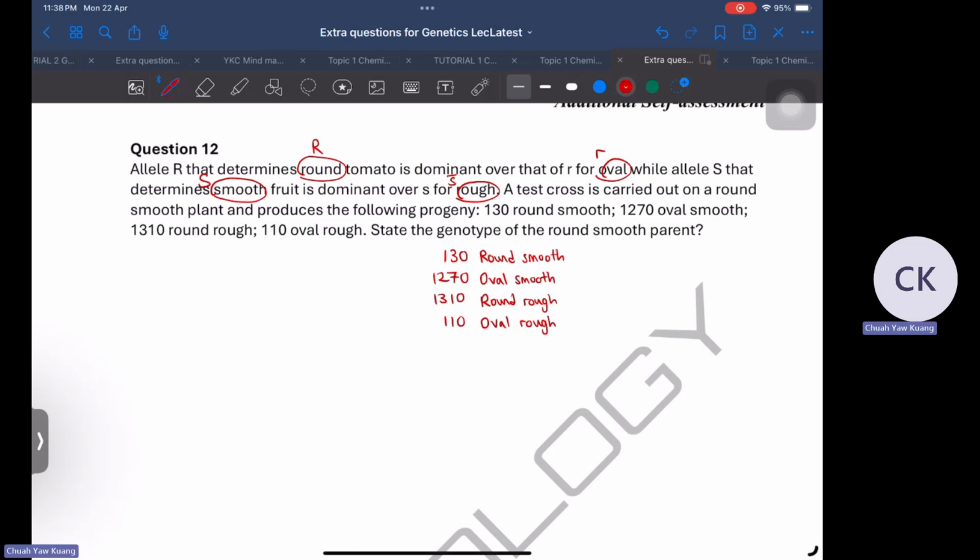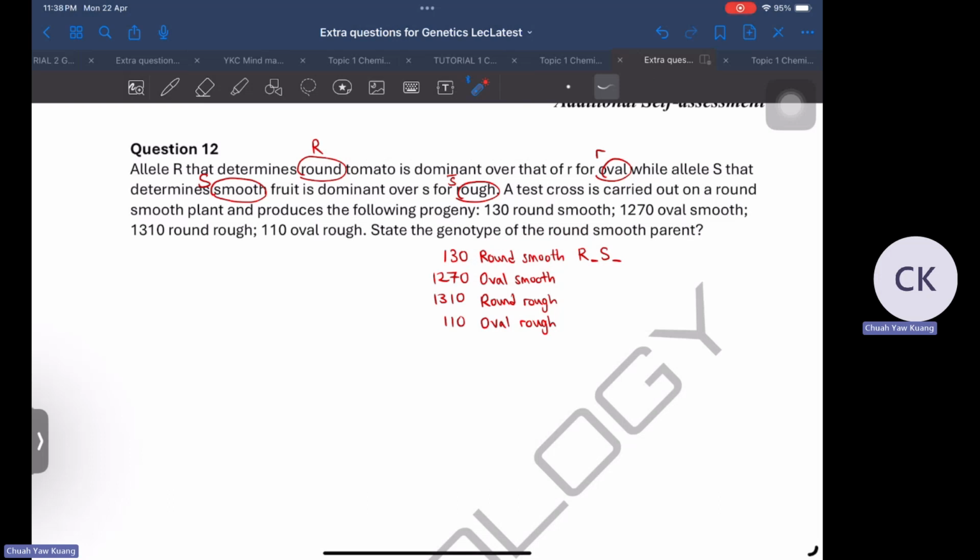Once you have the phenotype of all the offspring, normally I would also write down the possible genotype. For the round smooth, it will be basically two dominant. That means at least one R gene that's dominant and at least one S gene that's dominant, then only will it be round smooth.